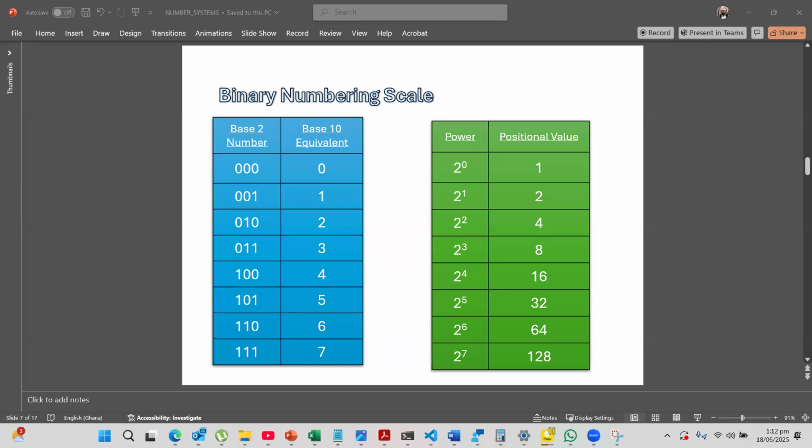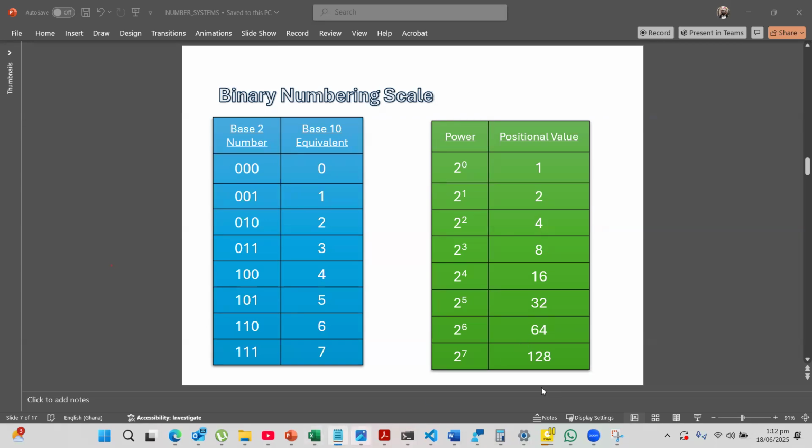And as an add-on, as you can see on the side here where we have the green, we are seeing that if it is 2 raised to the power 0, then you have ones. If it's 2 raised to the power 1, then you have twos. If it's 2 raised to the power 2, then you have fours. If it's 2 raised to the power 3, then you have eights. These numbers here show the positional value of the thing.